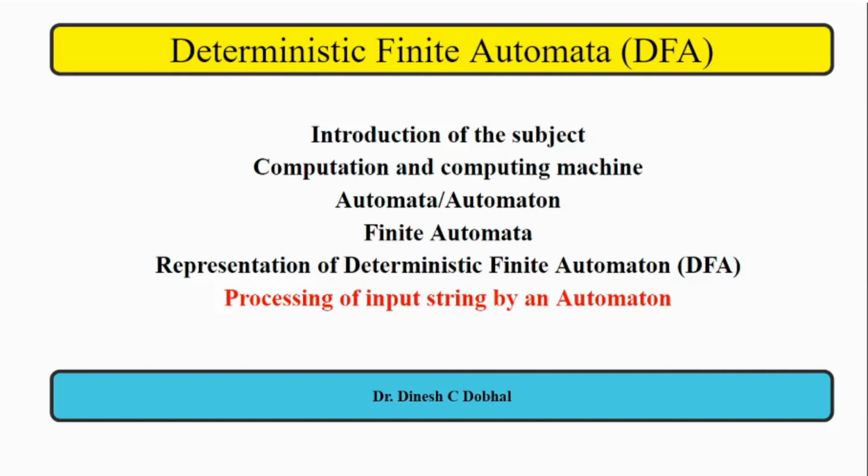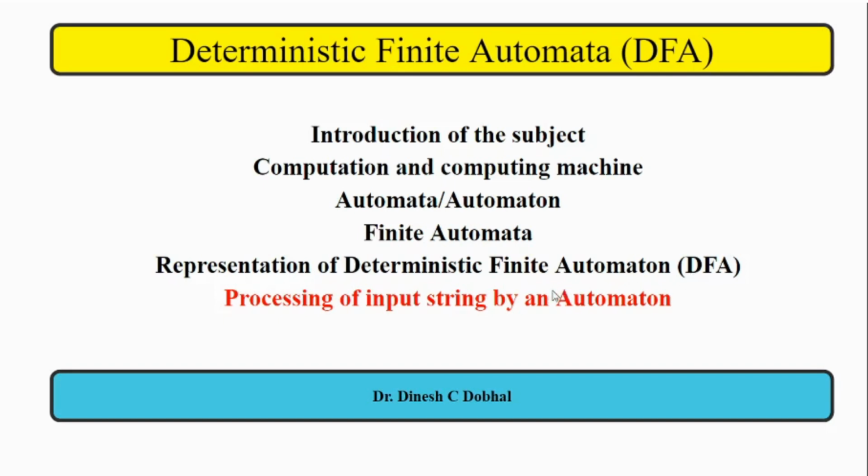Good morning, class. So far, we have discussed the basics of the subject, followed by the computation and computing machine. Then we discussed the automata, or what is automaton, followed by finite automata. Then we have discussed the representation of deterministic finite automaton. We have discussed that the DFA can be represented in two ways: either as a mathematical representation, or we can have the DFA in the form of a state transition diagram.